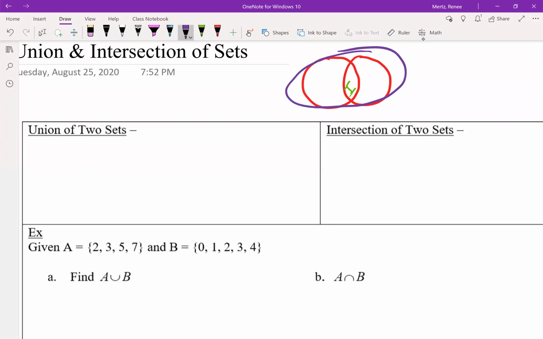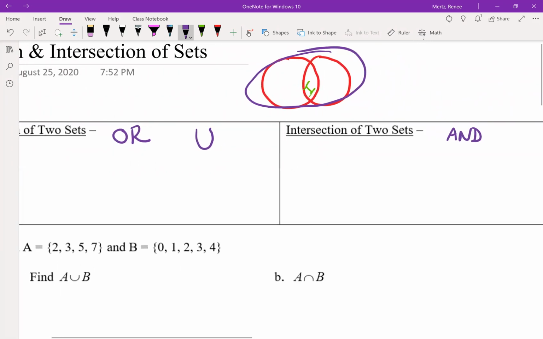So let's talk about the word that we use to describe union. The word for union is "or." The word for intersection is "and." The symbol for union is a rounded U, and the symbol for "and" is this.